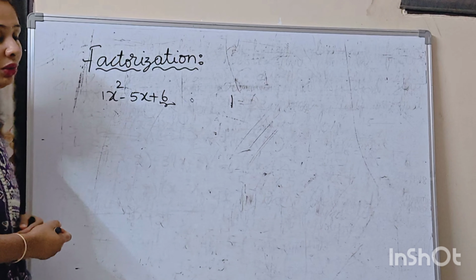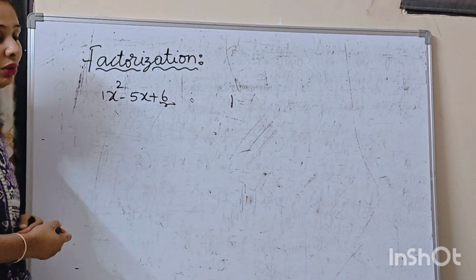1 into 6, how much are we getting? 6. Right. So now see here, I am going to find the factors of this 6. 1 into 6, 2 into 3. So these are the factors of 6. Now in these two, which pair do I need to consider to factorize this?